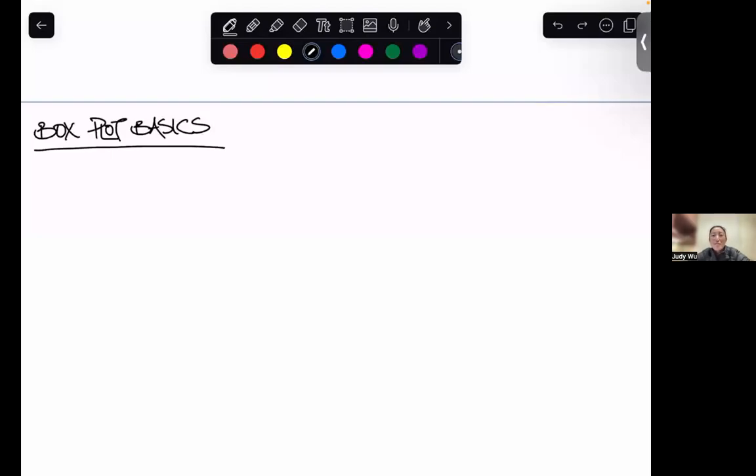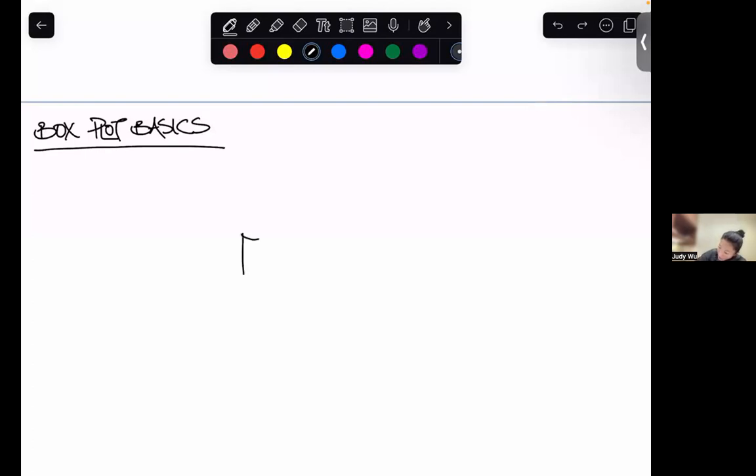Hi folks, welcome to the video on box plot basics and interpreting box plots. So let's do a quick refresher on what a box plot is. A box plot is also known as a box and whisker plot, and a typical one looks something kind of like this.